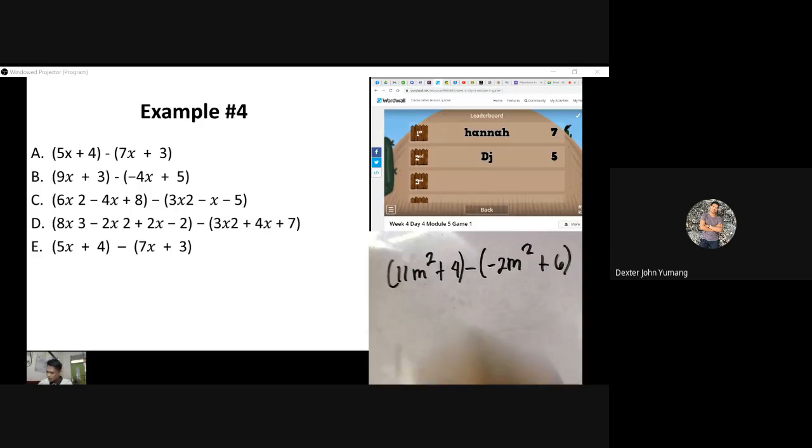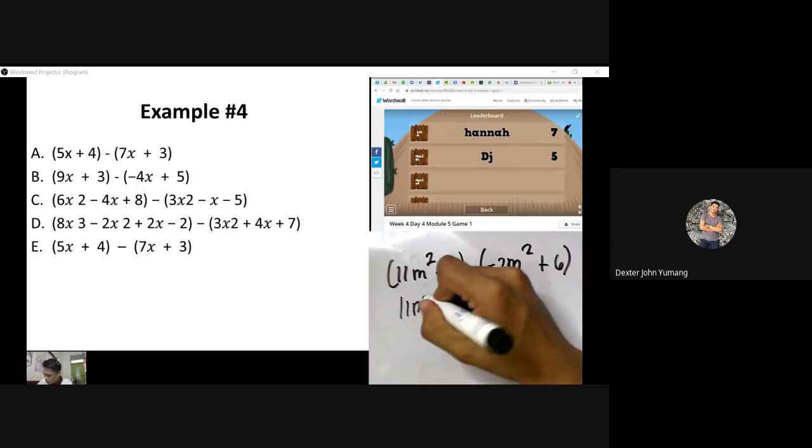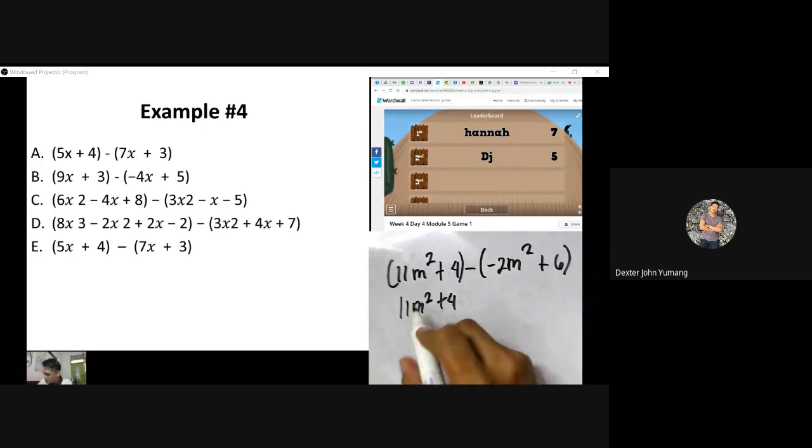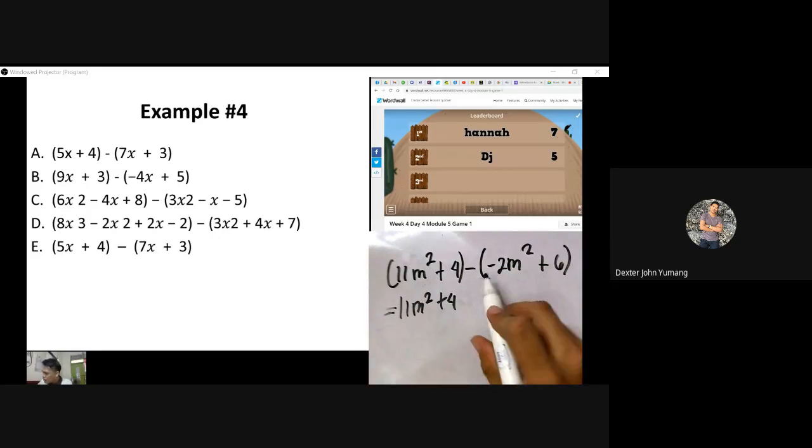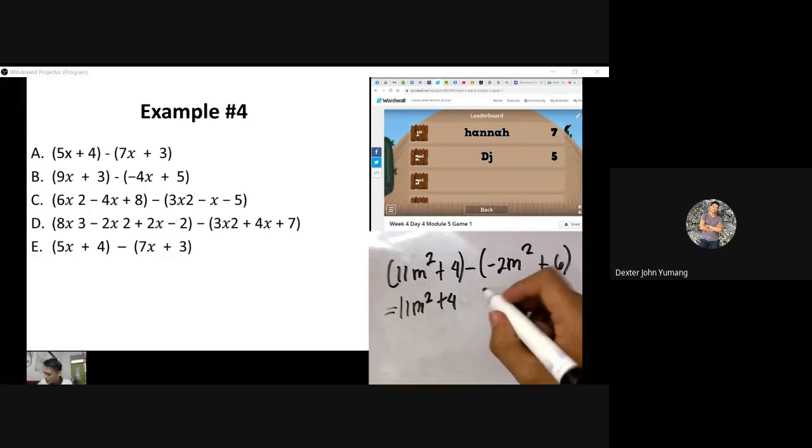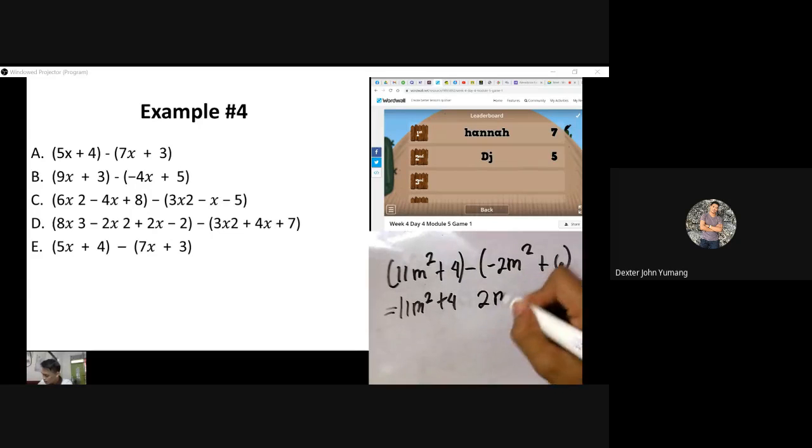So we have 11m squared plus 4. Just copy the first expression. Then this one from negative turned to positive. Negative 2m squared turned to positive, so we now have plus 2m squared. Then from positive 6 turned to negative 6. Bakit po? Kasi nga po negative dyan. So mag-opposite po lahat ng signs.